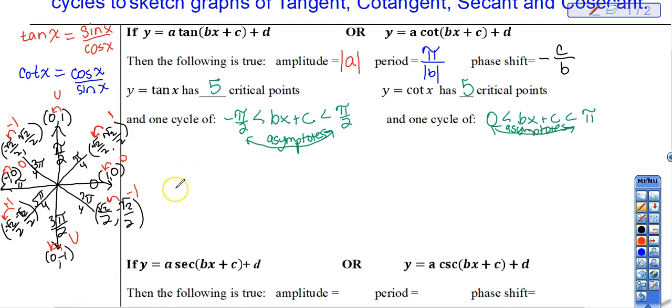So let's draw one cycle. Oh, let me get my pencil, sorry. One cycle to look at. And we can just cut that x-axis in half, because we're going to graph left negative pi over 2, right pi over 2, and we're going to draw asymptotes. I'm going to do my critical points in green here. So asymptotes at negative pi over 2 and pi over 2.